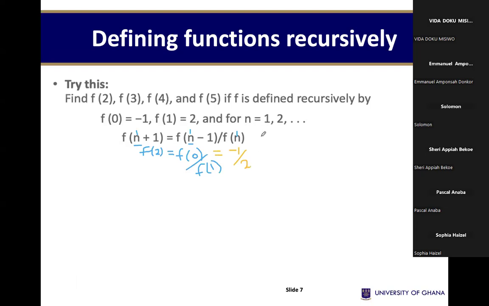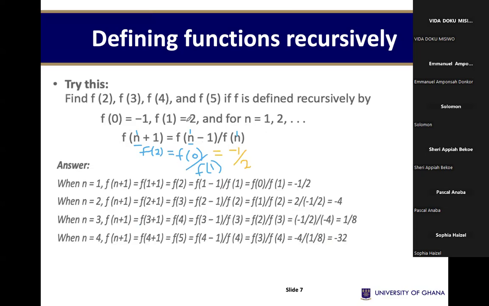Now, if you also want to get F of 3, then of course your N should be equal to 2. So that would be 2 plus 1, which gives me F of 3. And then here should be F of 2 minus 1, which is F of 1, all divided by F of 2. But I already know F of 2 to be -half, which is the denominator, and I already have F of 1, which was given in the question as 2. So I can do that substitution, and that should give me my answer for F of 3.